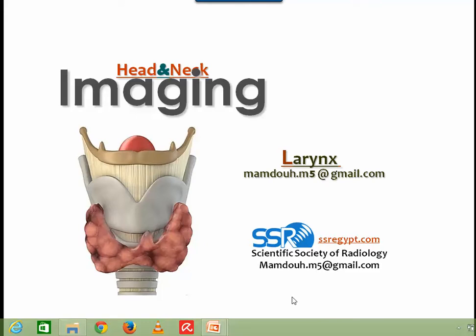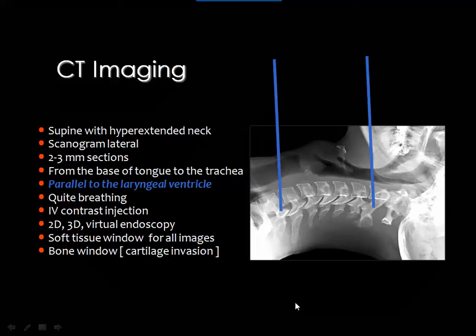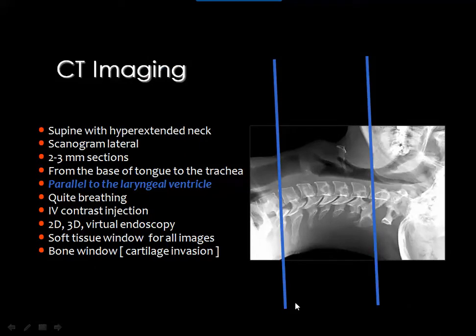Dear colleagues, in the series of head and neck imaging, we will now discuss the topic of imaging of the larynx. You know, the larynx is one of the infrahyoid neck structures. I will discuss the infrahyoid neck separately. Then also I will have a talk about the imaging of the suprahyoid neck as well.